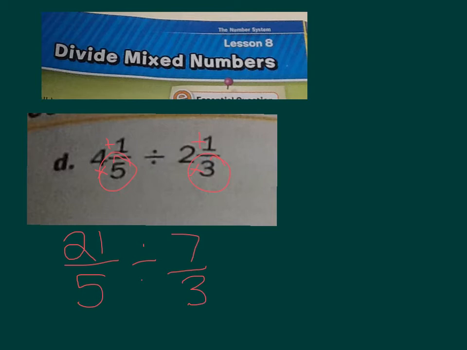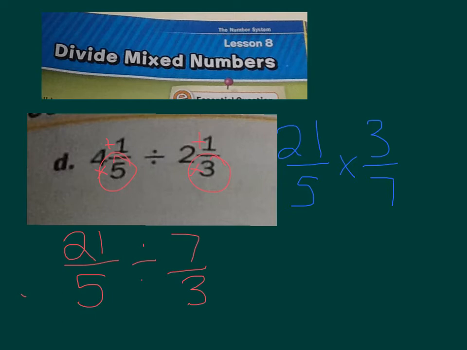Now, remember, whenever we divide these, we're actually multiplying by the reciprocal. So I'm going to rewrite this as 21 over 5, because that stays the same, times the reciprocal of 7/3 is 3 over 7. So now I can simplify.